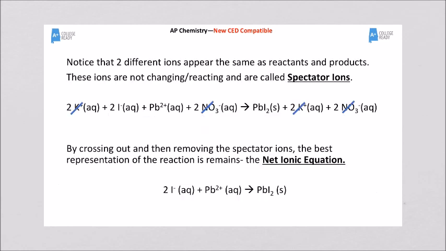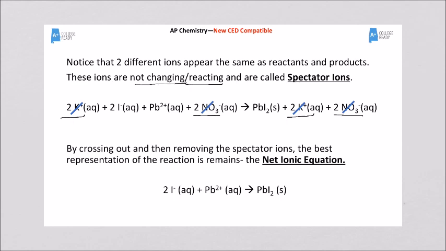Okay, well, if we take a really close look at this complete ionic equation, we can notice that the K plus ion is exactly the same on both sides of the reaction, along with this nitrate. And notice, you can see those have even been marked out. So what does that mean? Why have I done that? Well, when we see substances that appear exactly the same, there's no difference in them, from the reactants to the products, that means nothing's happening to them. They're not reacting or not changing.